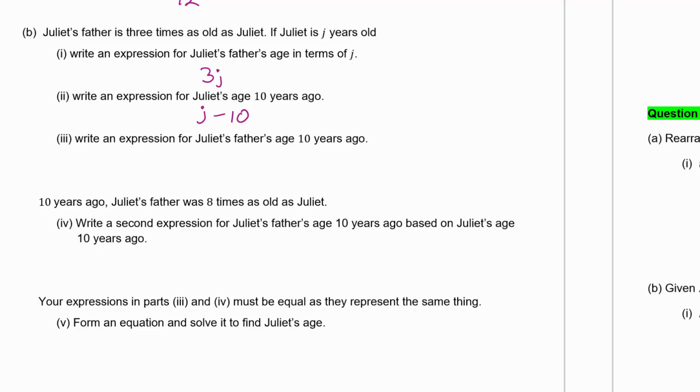Write an expression for Juliet's father's age 10 years ago. He would have been 3J take away 10. The age he is now, take away 10.